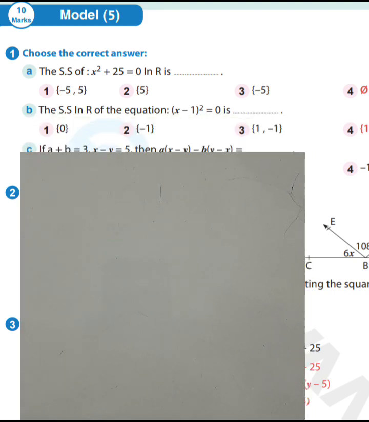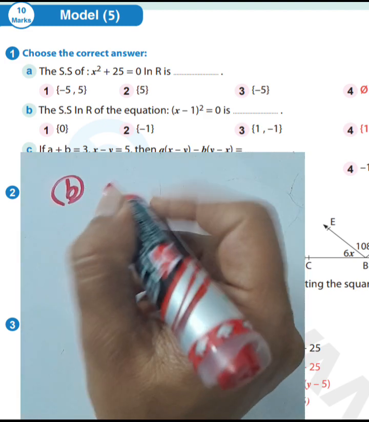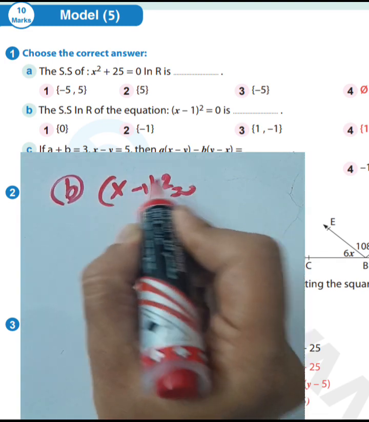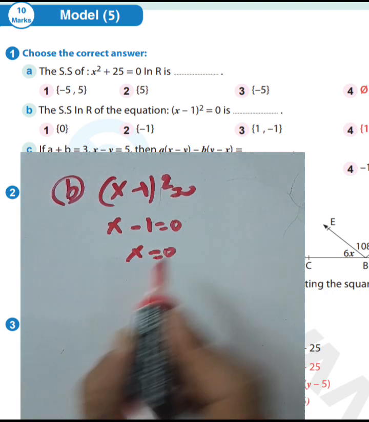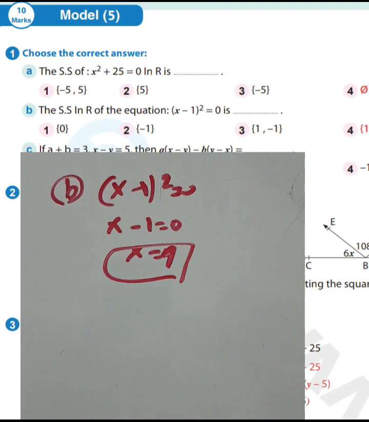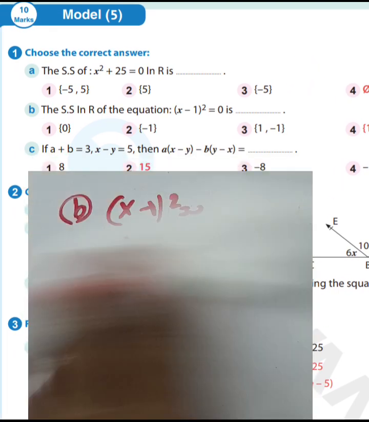Question letter B, the solution set in R of the equation x minus 1 all power 2 equals 0, then x minus 1 equals 0, then the value of x will be 1. X here will be 1. Choose number 4.